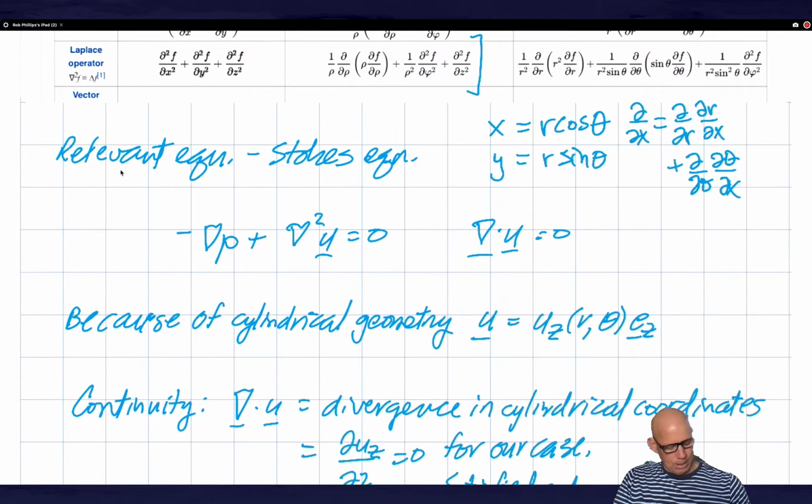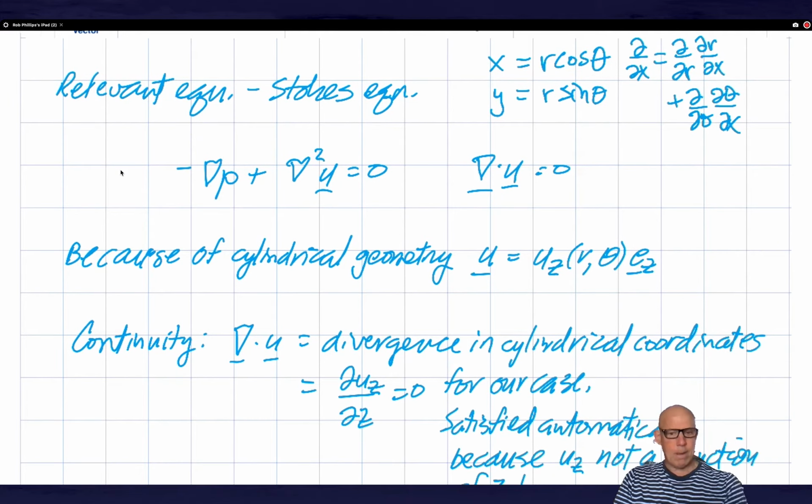And what I'm going to claim is that we want to think about the Stokes equation. What is the Stokes equation? The Stokes equation is the Navier-Stokes equations when we turn the left-hand side, meaning the inertial terms, off.